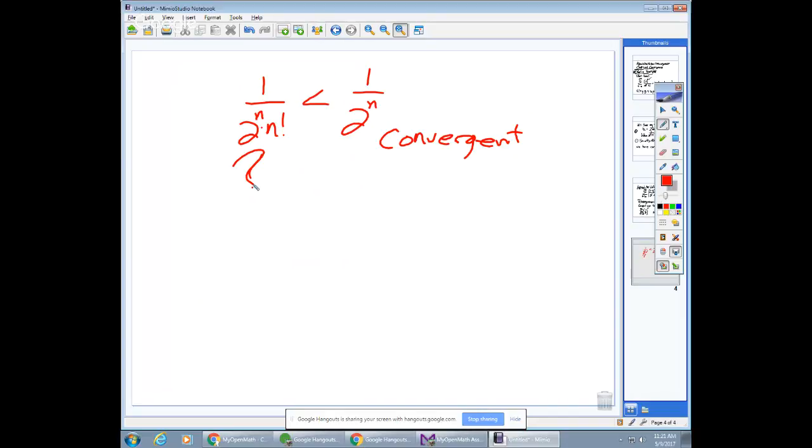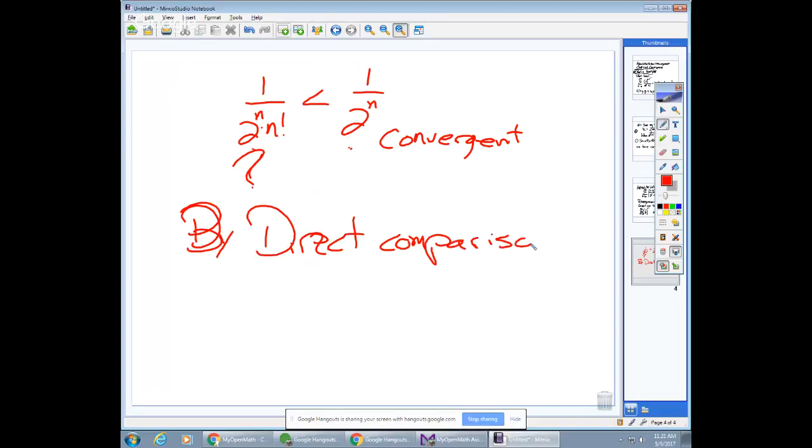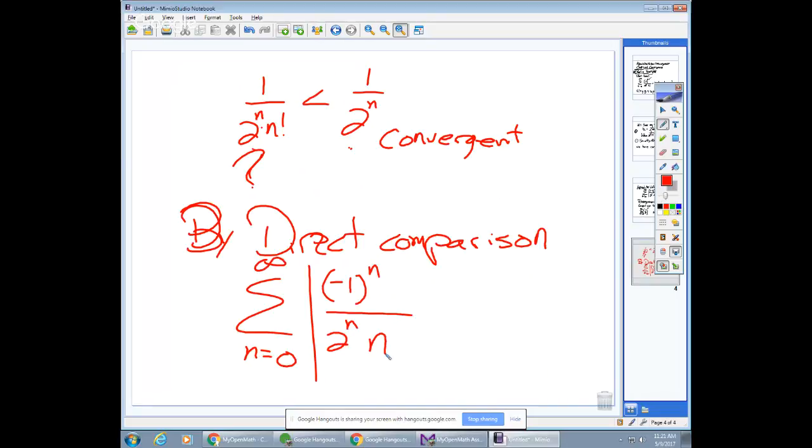Is that a good thing for direct comparison? Yeah, it's a good thing because basically I have a squeeze theorem going on. These guys here always sit underneath those guys right there. This one converges. So what we have is, by direct comparison, my sum as n goes from 0 to infinity of, it was originally the absolute value, which stripped those signs there, converges.